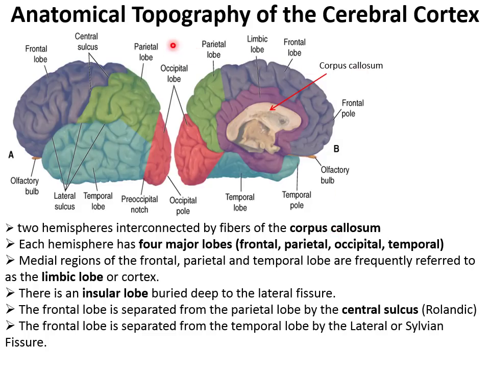If we look at the anatomical topography of the cortex, we can see that from this left hemisphere, we see the frontal lobe, the parietal lobe, the occipital lobe, and the temporal lobe. And these are separated by a couple of major sulci, or fissures, and that's the lateral fissure and the central fissure, or central sulcus.